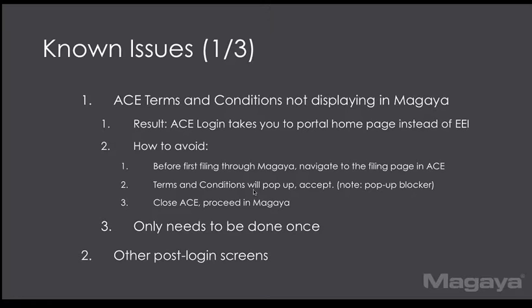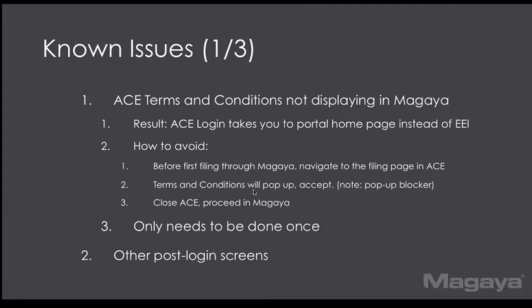a very common issue that we've seen is the terms and conditions page that ACE wants every account to accept just once. And the problem with it is that it does not appear when you create your exporter account in ACE, but it appears before your first filing. But if your first filing is from a third-party software such as Magaya, then the pop-up window with the terms and conditions might not appear, and it might cause issues trying to file from Magaya.